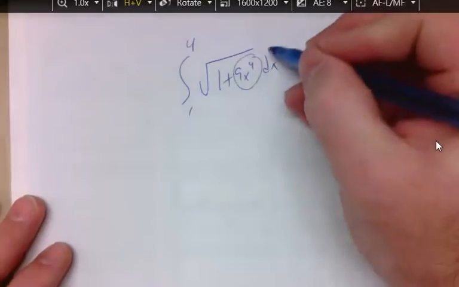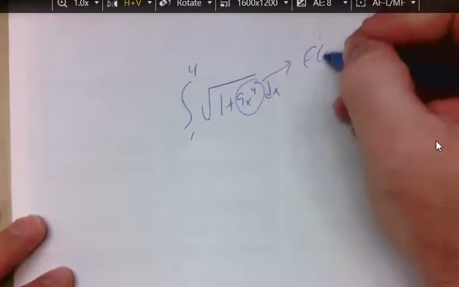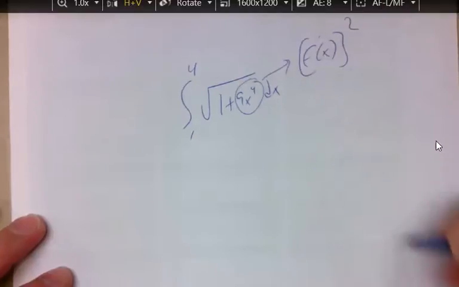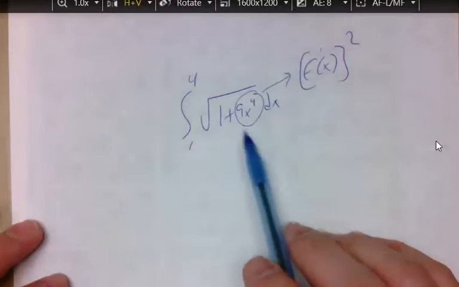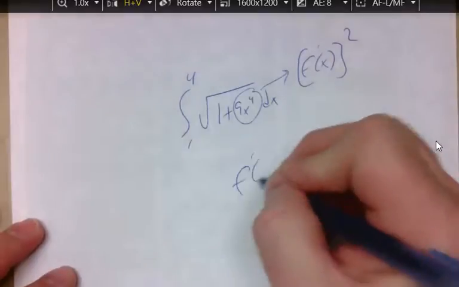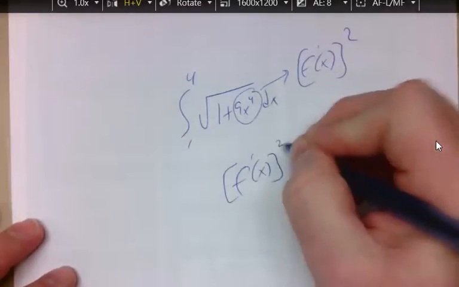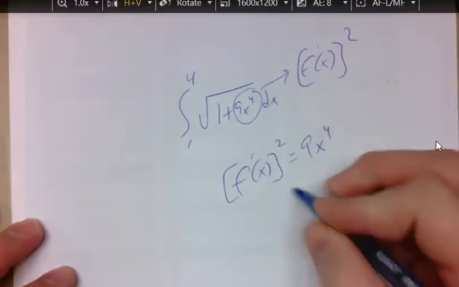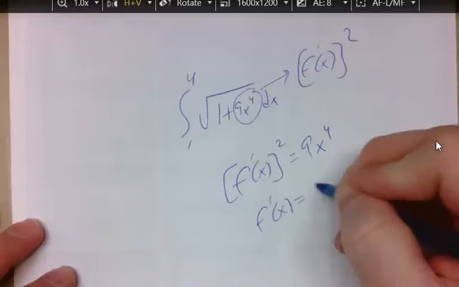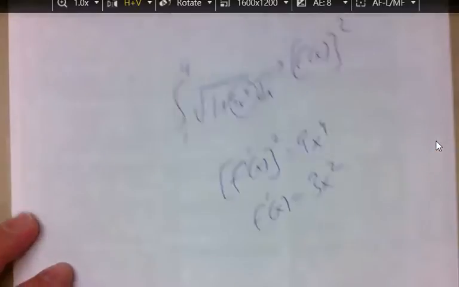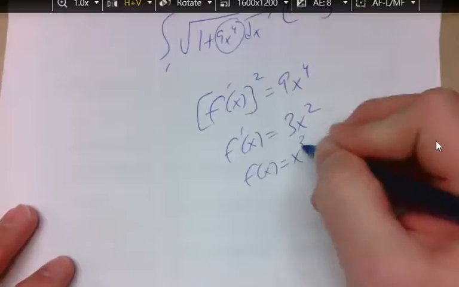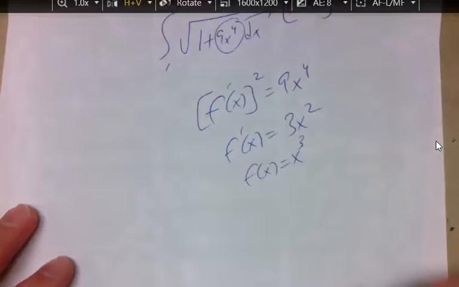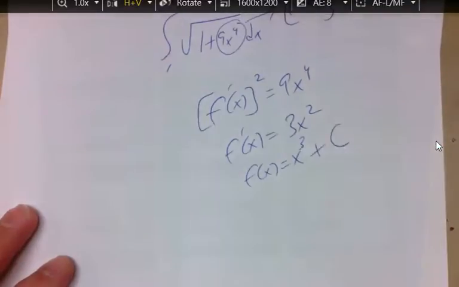This right here, if you think about the formula, represents f prime of x squared, right? Isn't that the formula? So 1 plus f prime of x squared. So 9x to the fourth is f prime of x squared. So that means f prime of x must have been 3x squared to begin with. And if that's f prime of x, then f of x had to have been x cubed. Good, you said it. I wasn't sure if you were going to say it. Good job, I heard you.